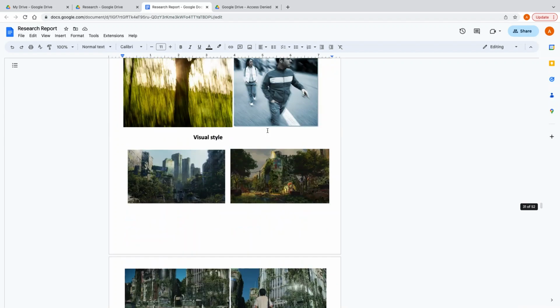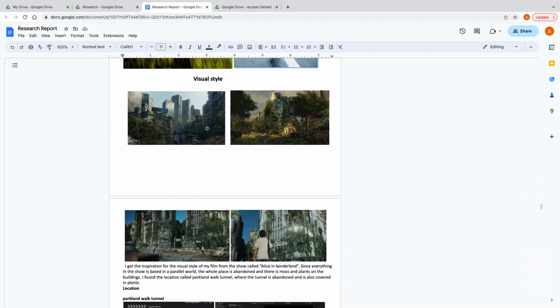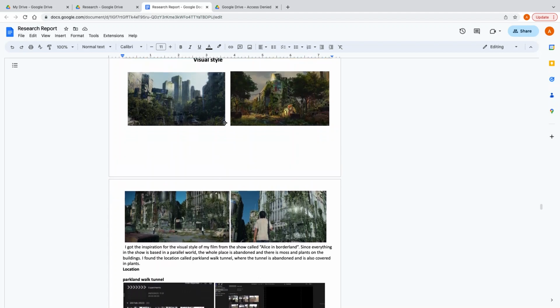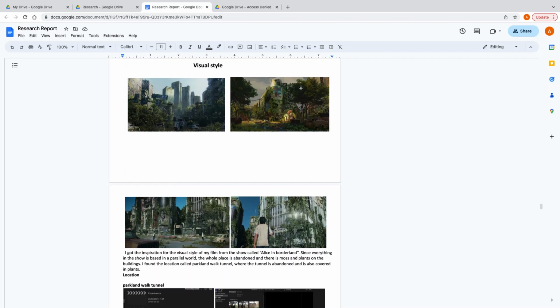Here's visual style. This is also from Alice in Borderland. This is really similar to mine as well. In one of my locations, you could find similar stuff, the moss and plants around the buildings.